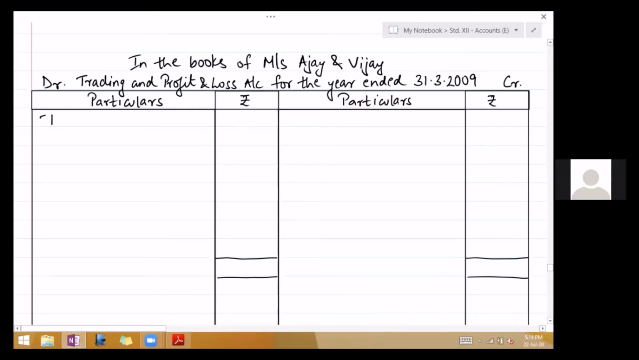Then in the trading account, don't forget your good habits. Write and keep 2 opening stock, 2 purchases, below purchases leave a line, then write by sales. Sales has one adjustment on sale of machinery, so leave one line below sales. Okay. Then in the P&L account, write gross profit on the credit side, by gross profit.